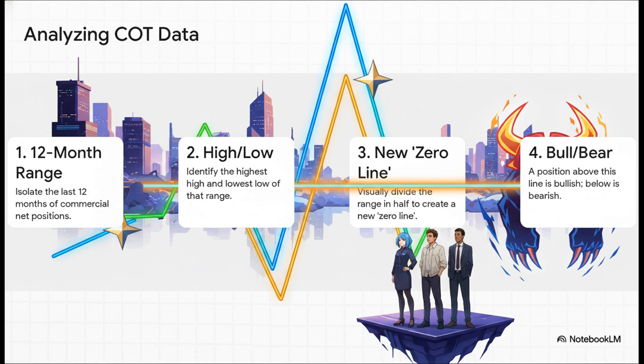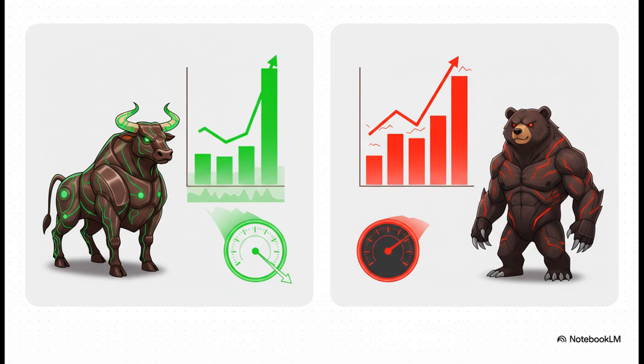And here's the trick. You visually slice that range in half, creating a new zero line. If their current position is above that midpoint, that's a bullish signal. If it's below, it's bearish. Simple but powerful. Next up is open interest.